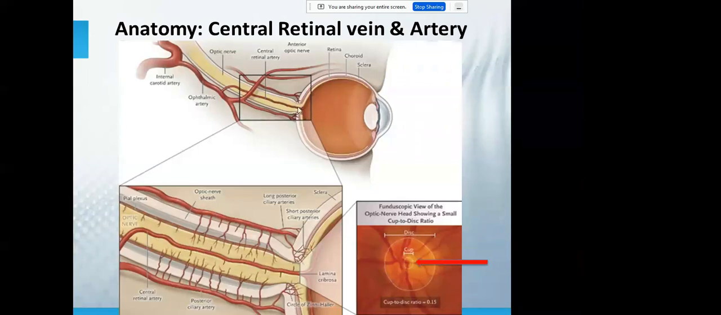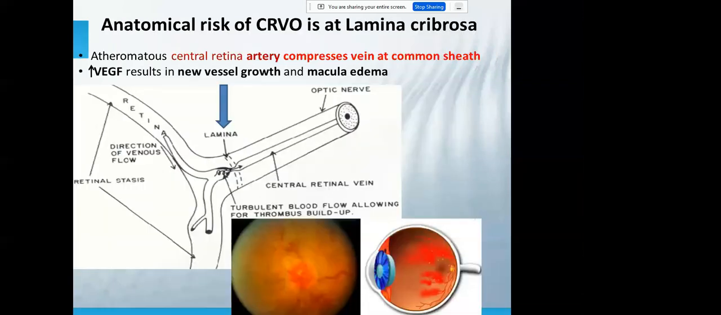Remember, there's a lamina cribrosa here at the optic disc. You can see I've zoomed in here on the bottom left picture. The lamina cribrosa is where the artery comes, accompanied by the vein. It's a very small, narrow space which is very tight. Any small change in the pressures around there can result in blockage of the two vessels.